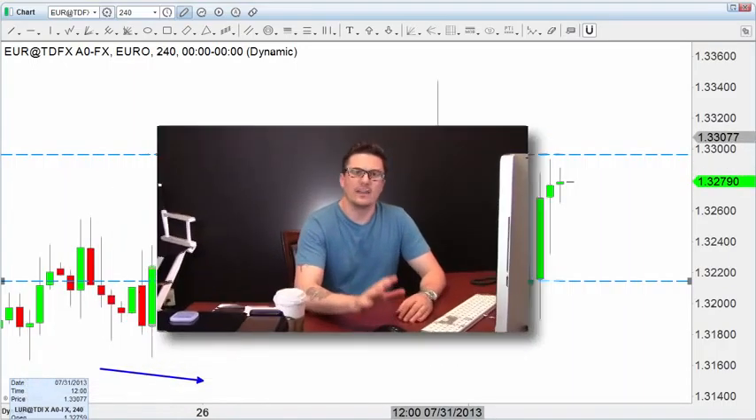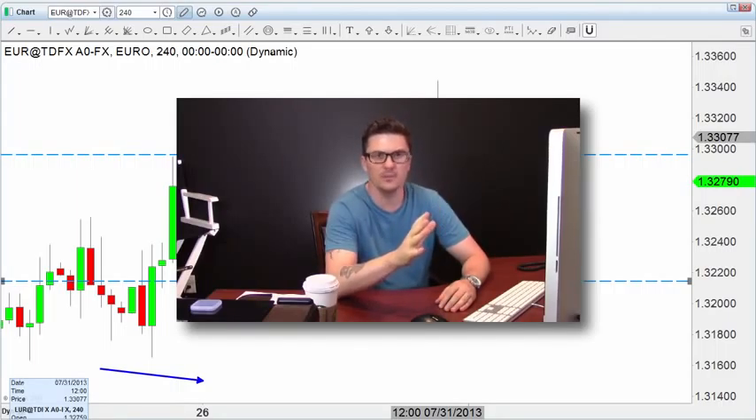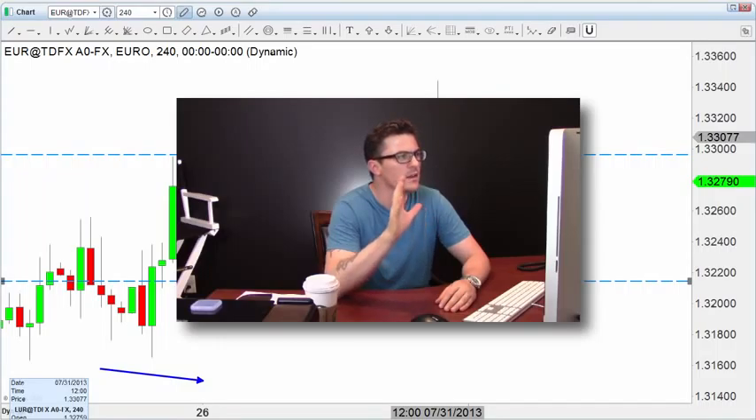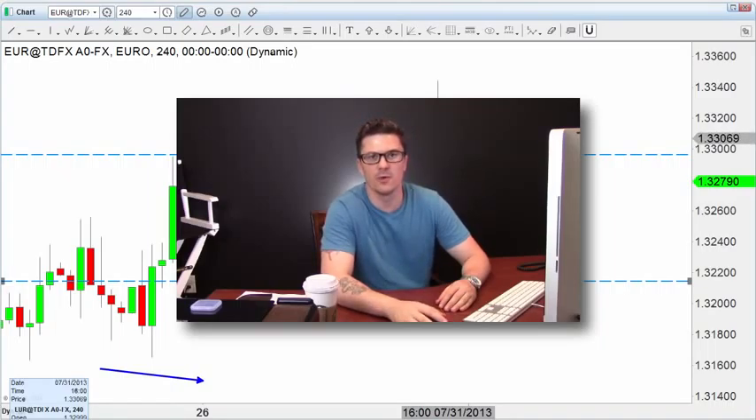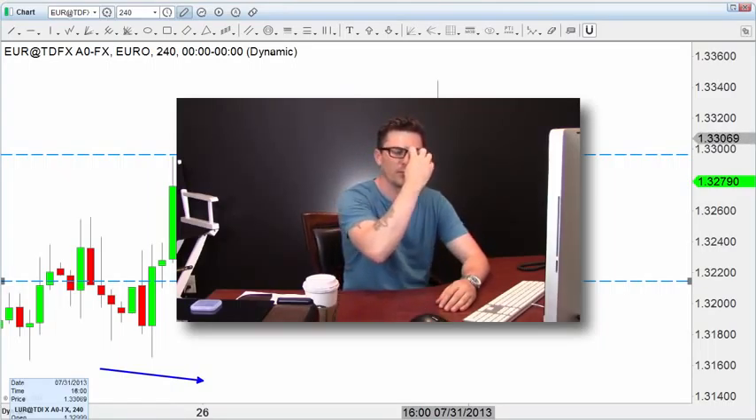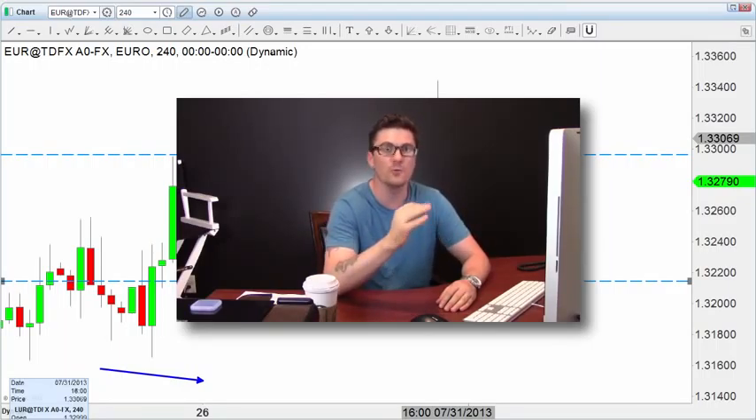Now, I get a ton of questions about how do I know whether this is a false breakout or not. And guys, to my knowledge, and there could be something out there, but I've been doing this a long time, there is no way to know whether or not this is going to be an actual breakout. Well, it is a breakout, but there's no way to tell whether this is going to be a false breakout or the real breakout.